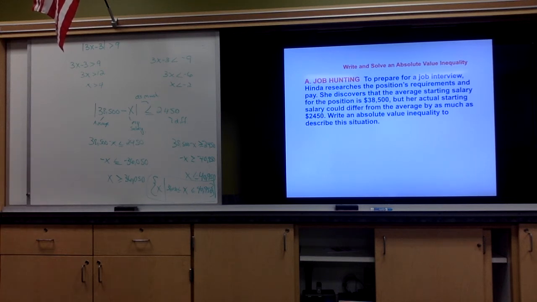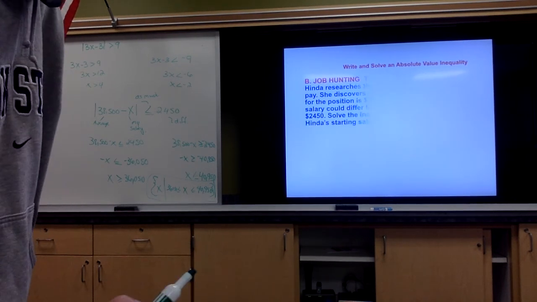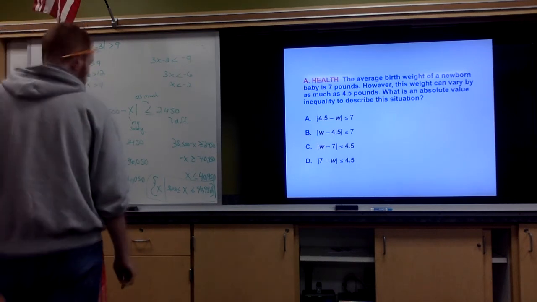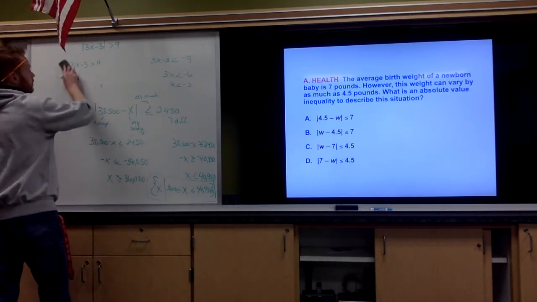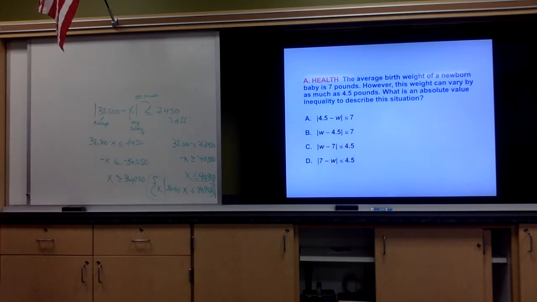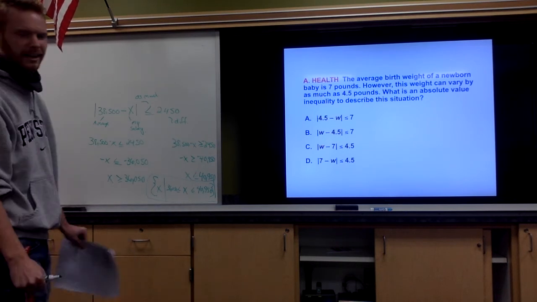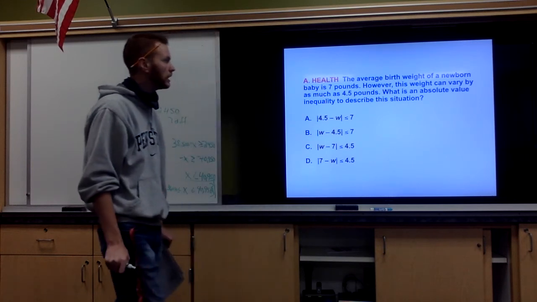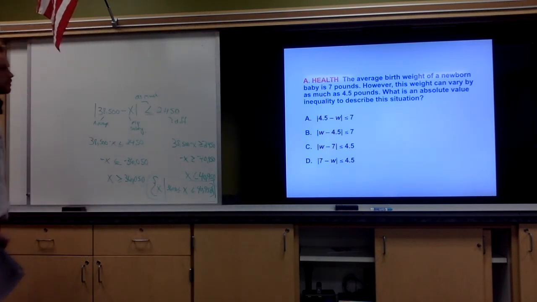All right. I think we should do one more and we're done. Okay? The average birth weight of a newborn baby is 7 pounds. However, this weight can vary as much as 4.5 pounds. Man, is that high? But that makes sense. I mean, you could have complications. Baby could be born early. What is the absolute value inequality to describe the situation? So that's all they want us to do. Just what is it? Okay?